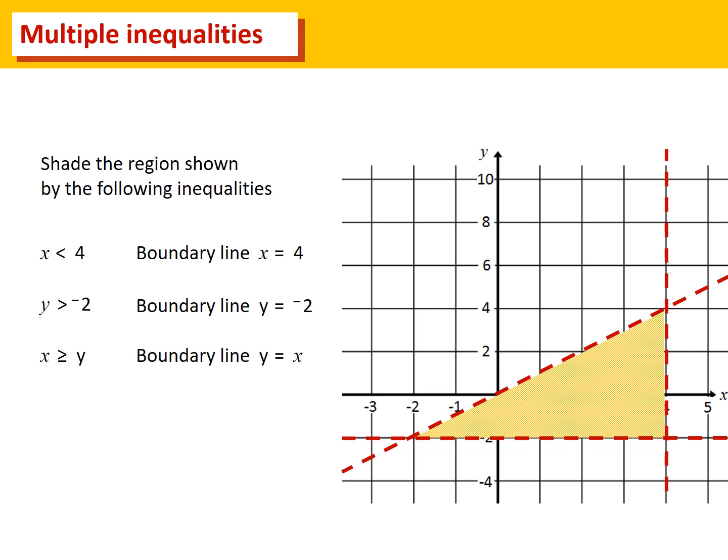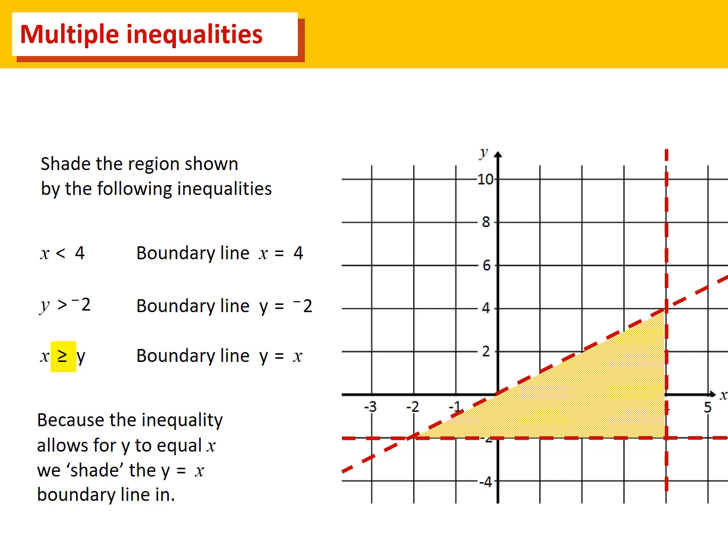One last detail to look at is, should those boundary lines be full lines or broken lines? Well, the only boundary line that needs to be a full line is the one which has an inequality of greater than or equal to, and then we shade that particular boundary line in. So that is the region that we require.